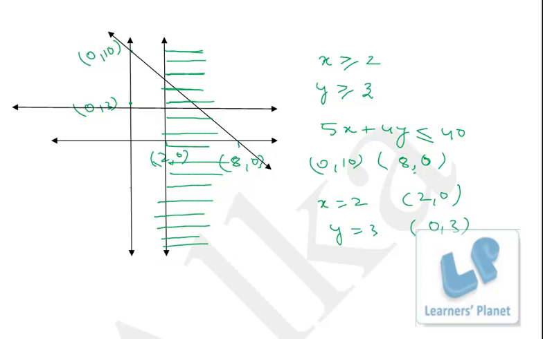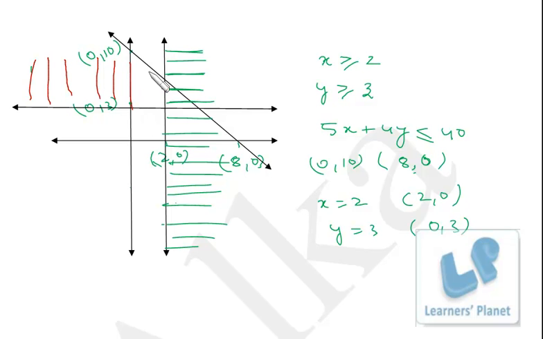And next is y greater than 3. So this is the line of y is equal to 3. Over here I just change the color. So in this area y will be greater than or equal to 3. On this line y will be equal to 3. So above this line y will be greater than 3. You can see the common region that we are getting.